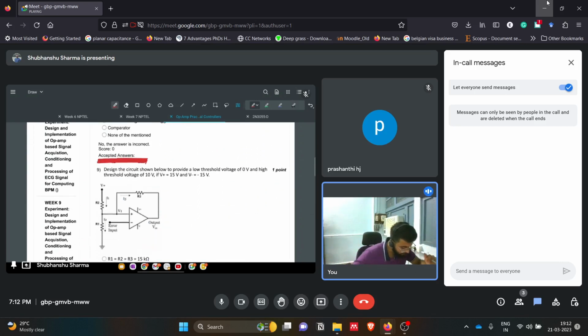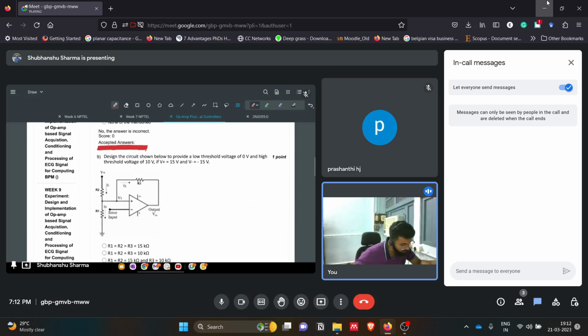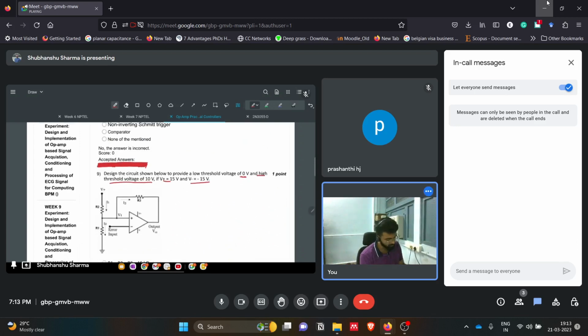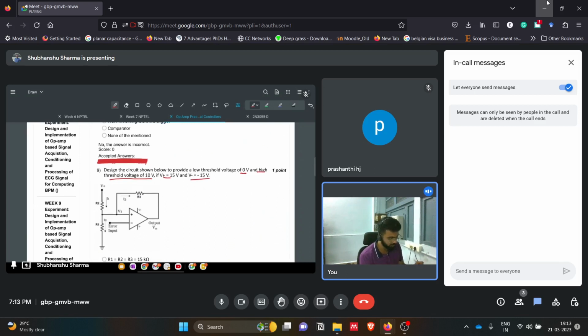Then the next question is, design the circuit shown below to provide a low threshold voltage of 0 volts and a high threshold voltage of 10 volts. V plus and V minus are plus minus 15 volts. So we know the equation for the thresholds. If you recall, this is basically an on-off controller circuit, and this is the error input and threshold V1. We saw this in the lectures also.